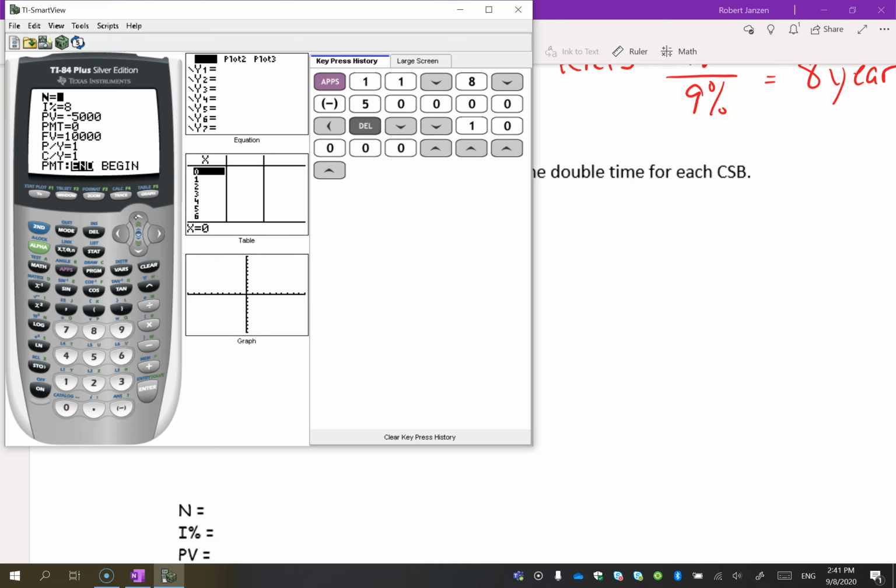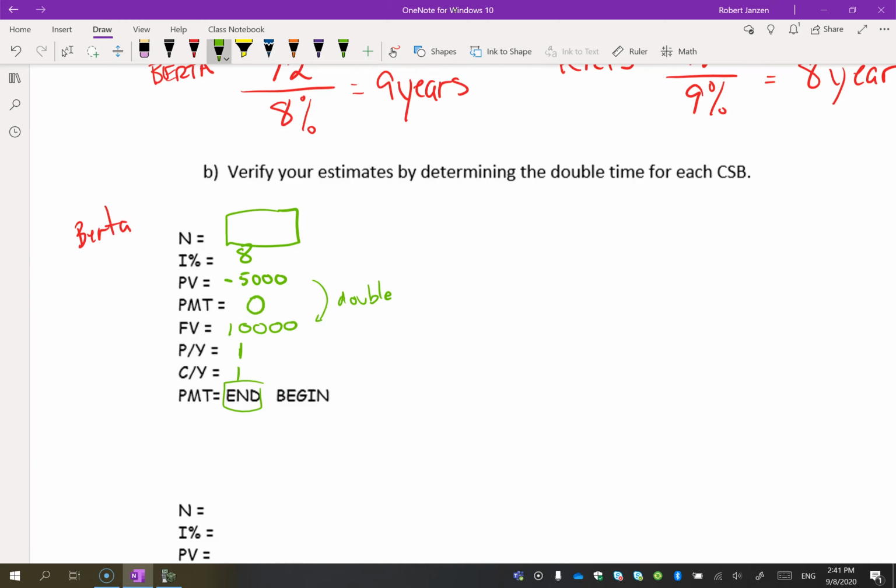Now I'm going to go up to N, so that's where the cursor is, and I'm going to press alpha, enter. And what does it say? 9.0006. What does this mean? It means it's going to take 9 years. We'll round off: 9 years to double.